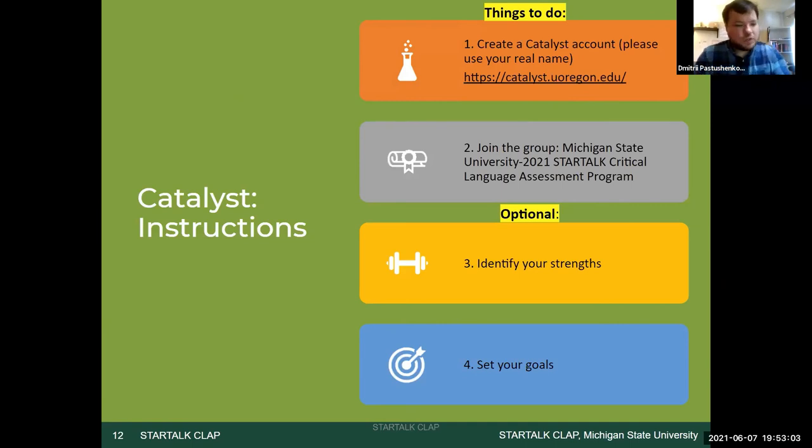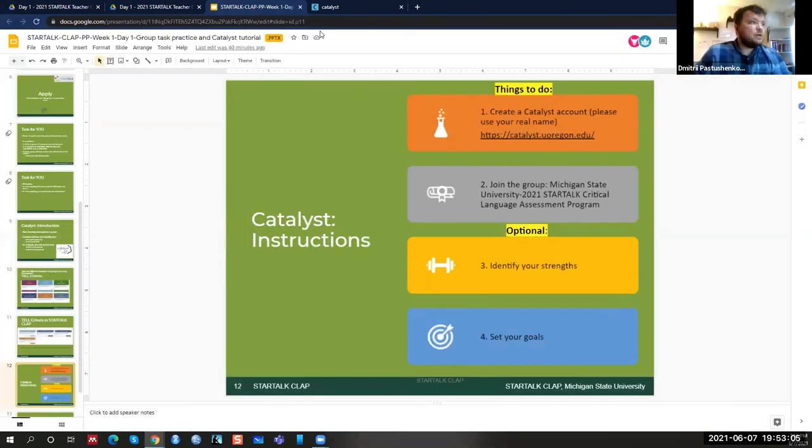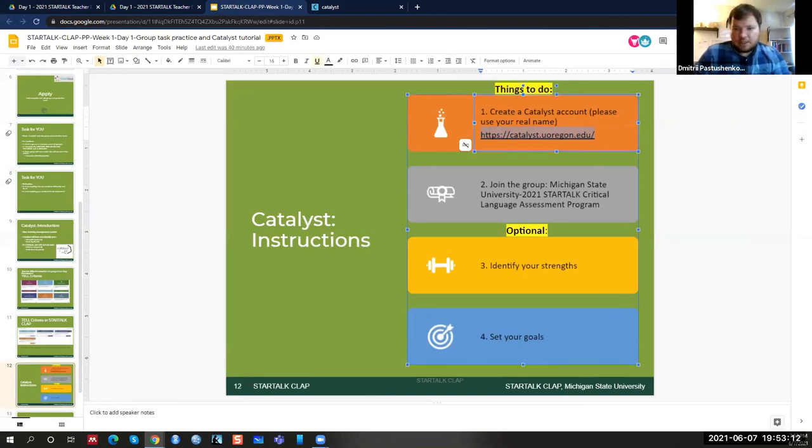And today there are just two things that I want you to do. First of all, you will need to create a Catalyst account. So you will need to go to this link, and I'm going to send it to you in the chat. If I find the chat, here it is. So this is Catalyst. You will need to create an account. I think the easiest way to do it is to use your Google account. So go ahead to this link and create an account.